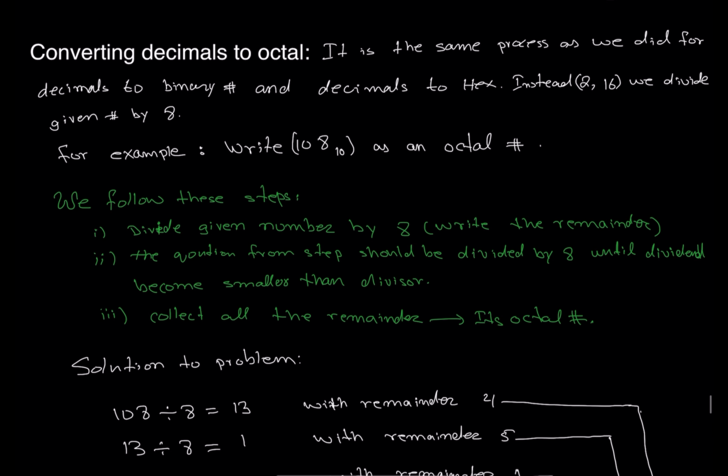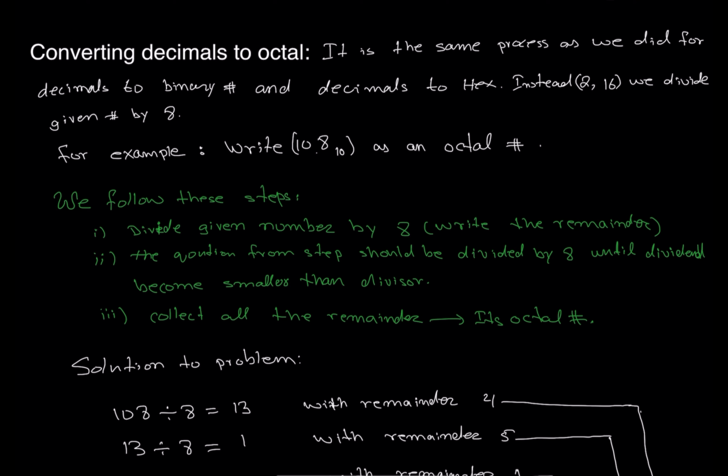Okay, there is one more topic after this, converting decimals to octal numbers. After this there will be only simple topics. We will discuss that and we will call it a day. Converting decimals to octal is the same process that we did for decimals to binary and decimals to hexadecimal. Instead of base 2 and 16, we divide the decimal number by 8.